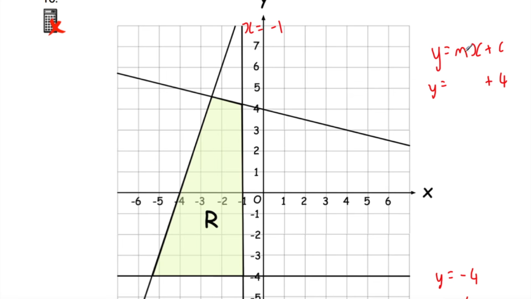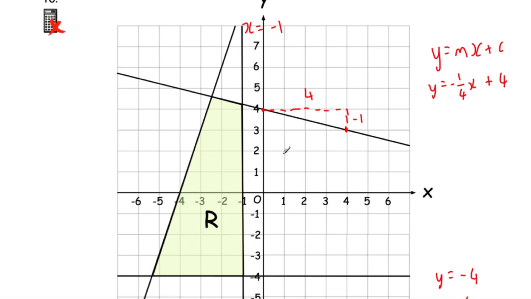In terms of the mx, let's find the gradient of this line. So I'm going to choose a point here. And in terms of the rise and the run, the run is 4. We're going 4 across there. And the rise is -1. And if we do -1 divided by 4, that's -1/4. So -1/4 x plus 4. So that's the equation of that line. y is equal to -1/4 x plus 4.